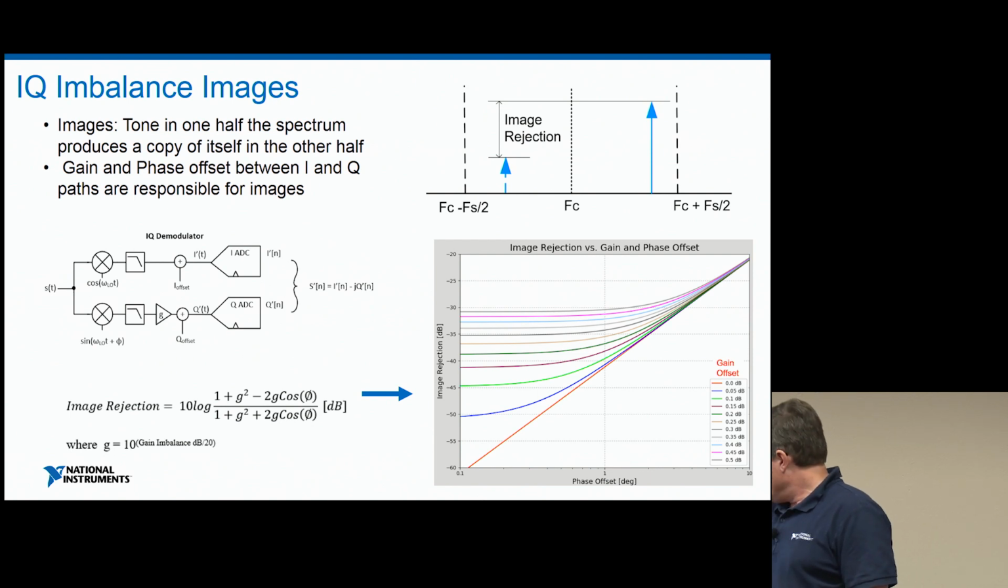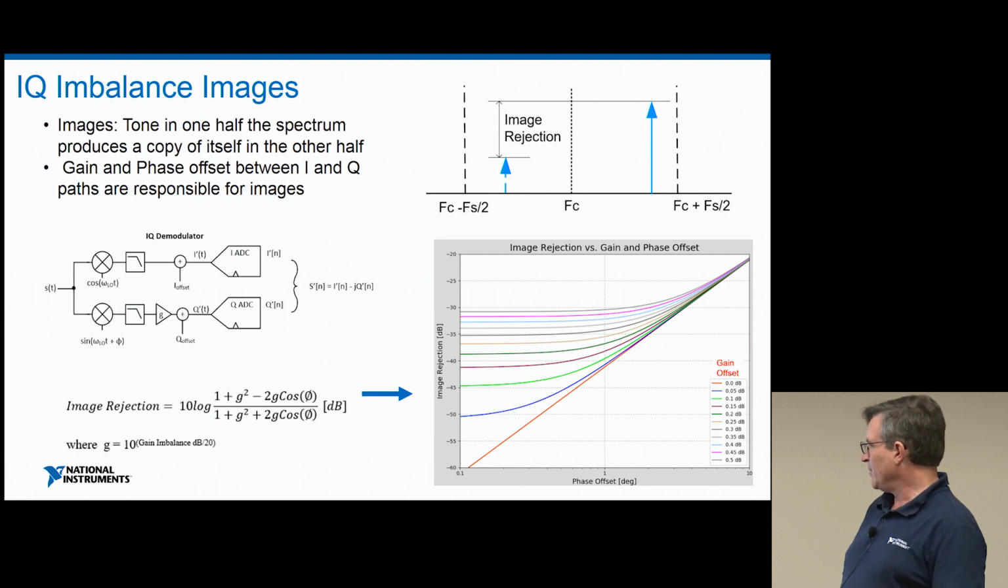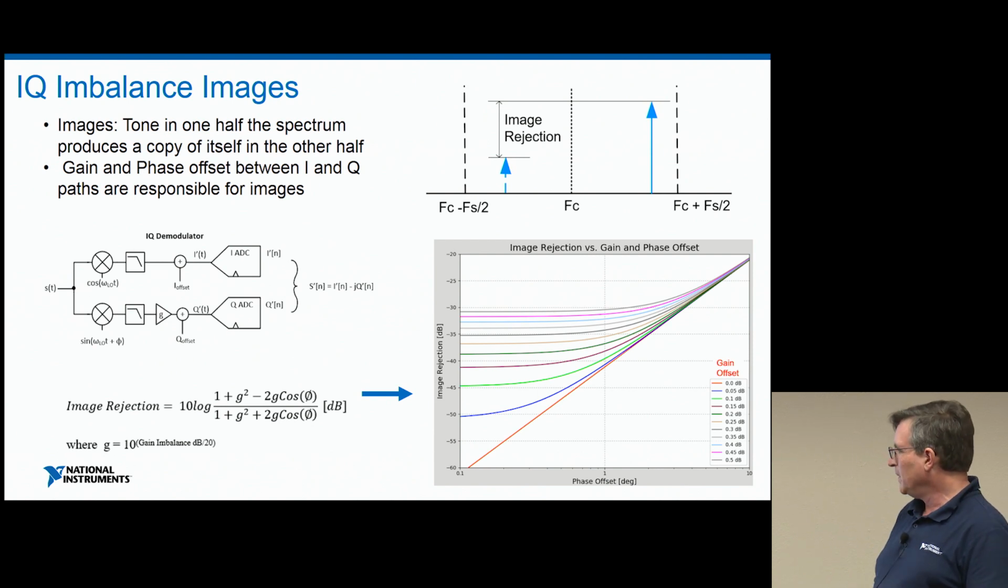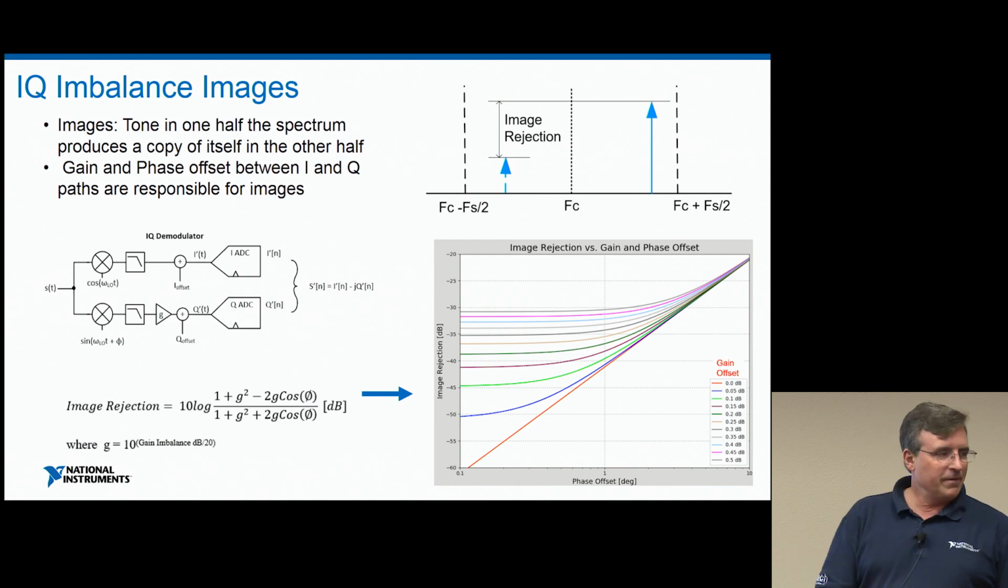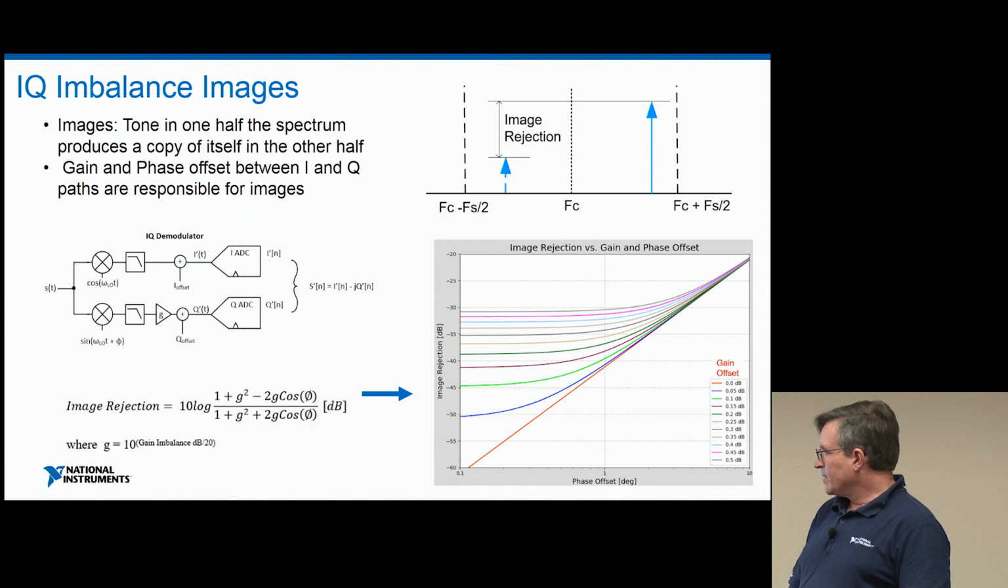And you can see here, 1 degree of phase shift difference between the I and Q paths, and 0.1 dB of amplitude difference, which are actually quite small, gets you 40 dBc of image rejection. So our data converters these days are capable of 70 or 80 dB of spurs-free dynamic range. So right now we've kind of destroyed our front end with this device.